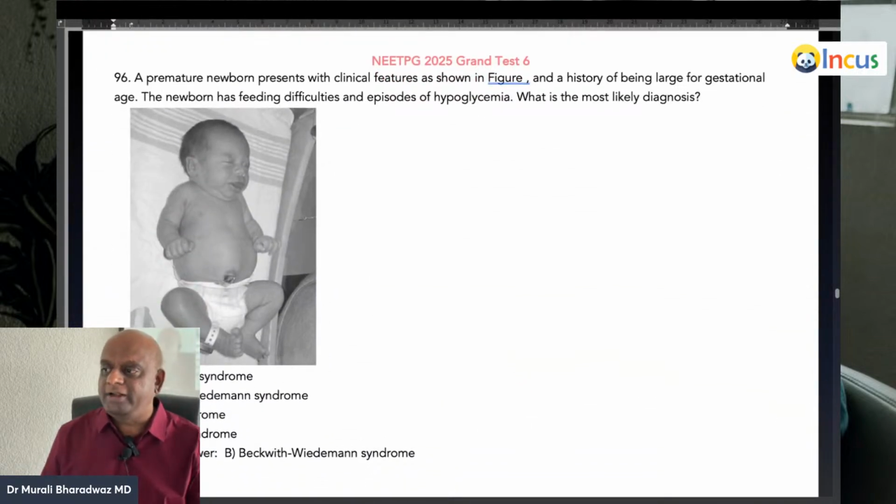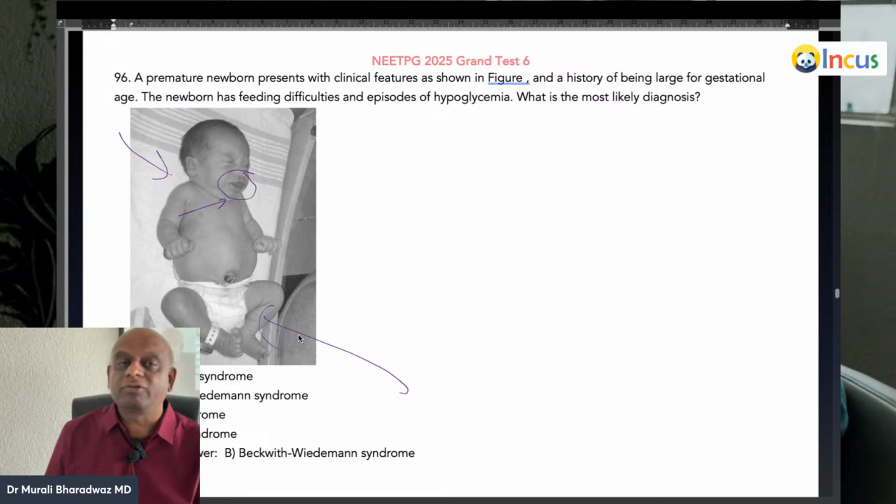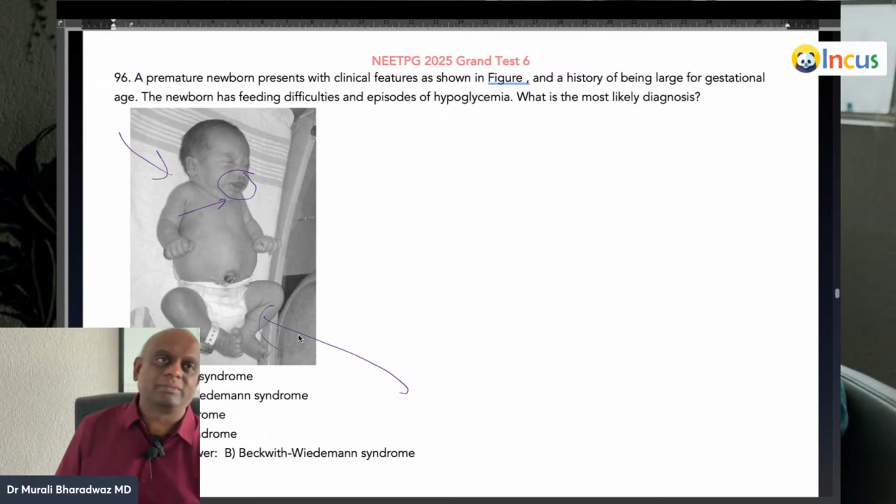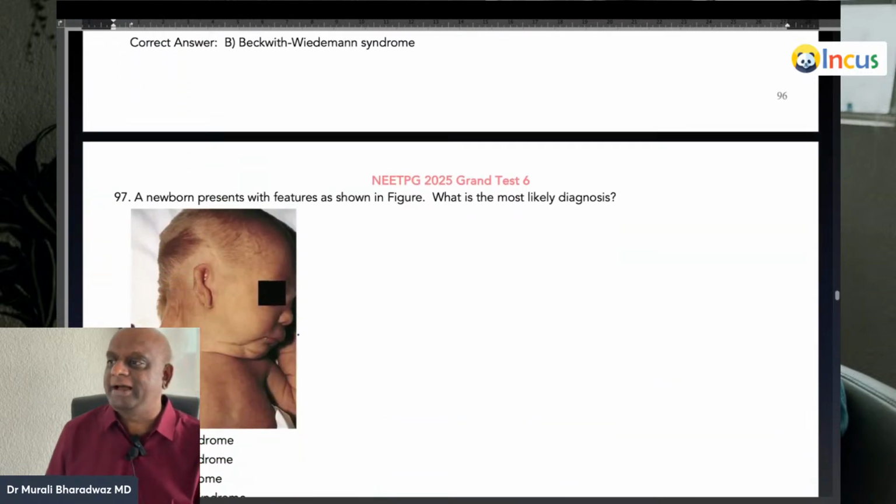A premature infant is presented and he is large for gestational age. There is micrognathia, macroglossia. So this is classical of Beckwith-Wiedemann syndrome. Episodes of hypoglycemia are there.